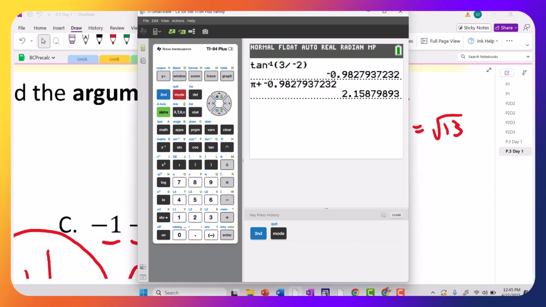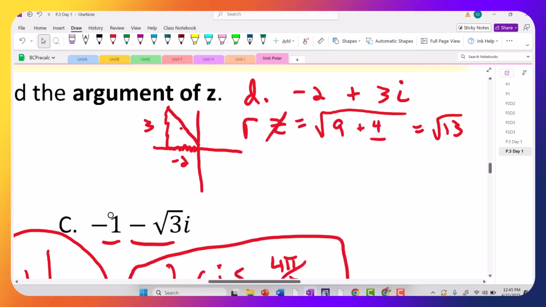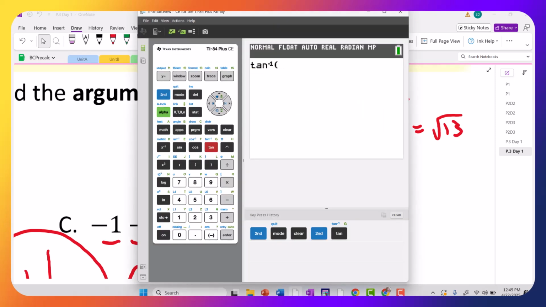Second quit, clear. Okay, and then what do I have to do to find this angle measure? It's a second tan. So second tan, and then let me move this away for a minute. So yeah, you got a second tan and it's 3 over negative 2. So 3 over negative 2. Hit that, come on now, there we go. Second tan, 3 divided by negative, not minus. Don't make that silly mistake.